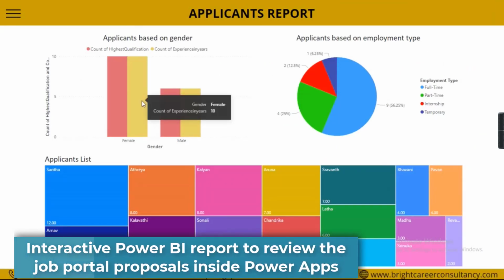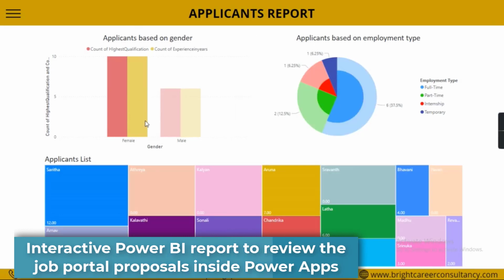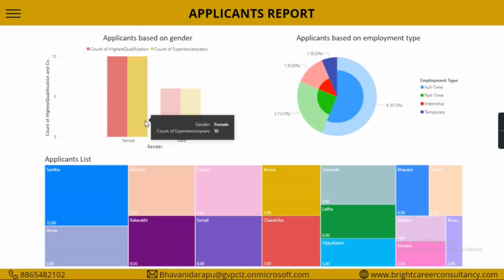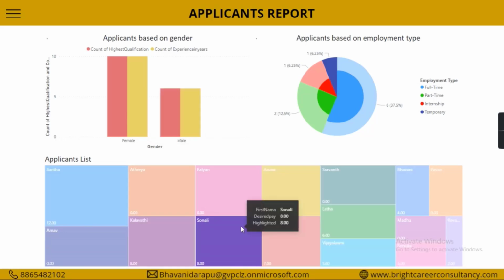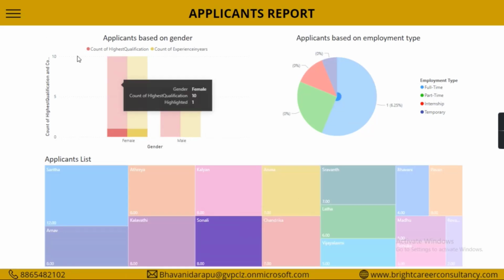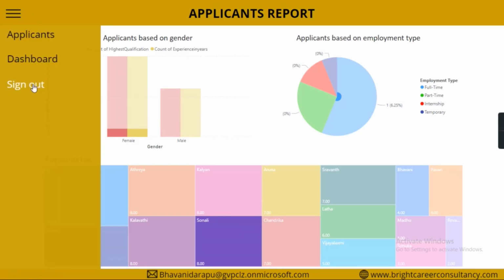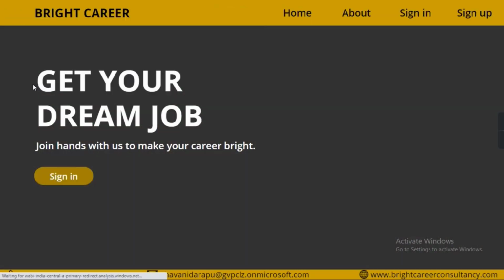One is a bar chart, one is a pie chart and the other one is a tree chart. If you click on one chart, it automatically shows changes on the other 2 charts. This is the great feature of Power BI and it is also called dynamic nature. This is all about admin access. So I am going to sign out.